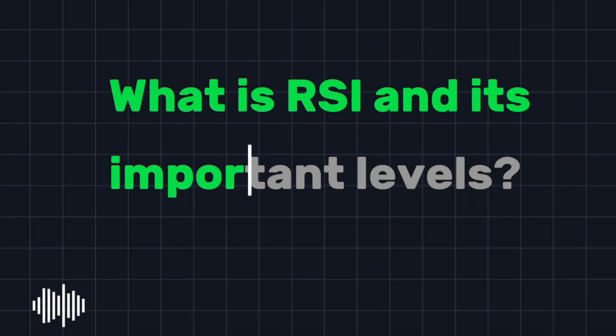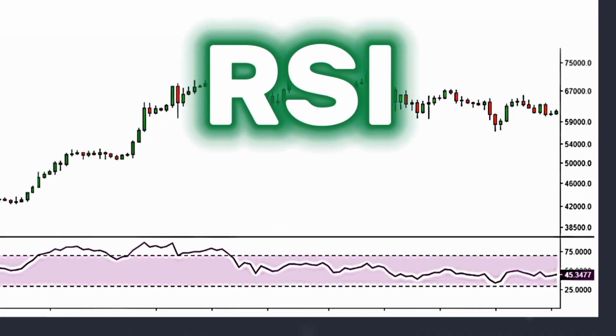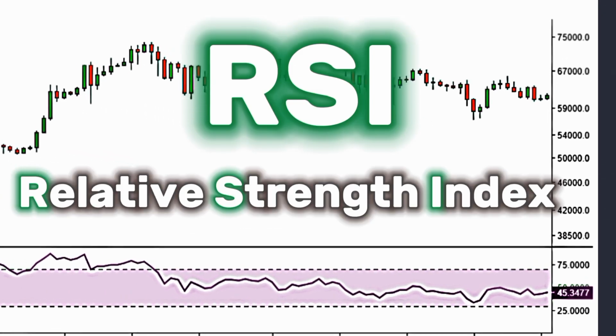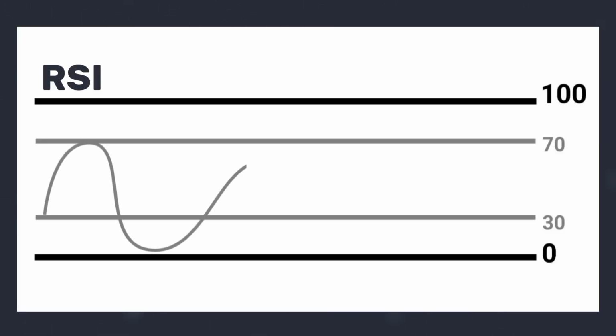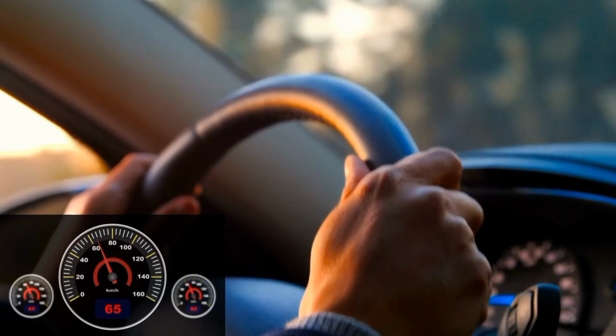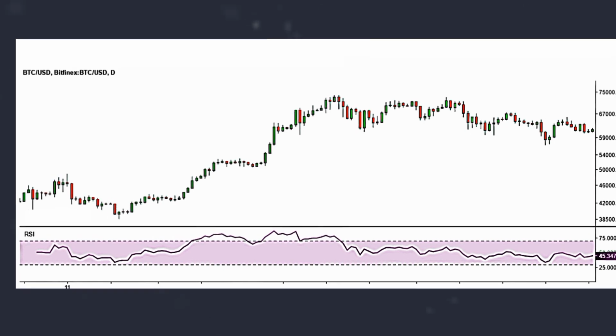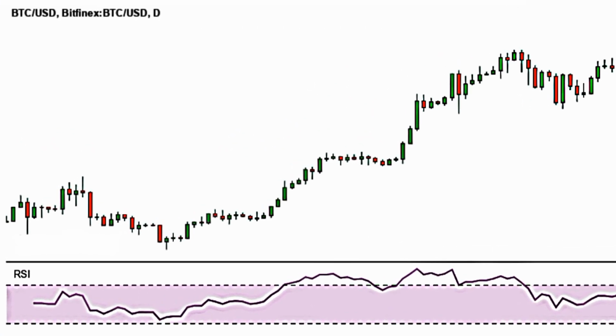What is RSI and its important levels? Let's start with a quick recap of what the RSI, or Relative Strength Index, actually is. The RSI is a momentum oscillator that measures the strength and speed of price movements. Similar to how a car's speedometer tells you how fast you're driving and how quickly you're accelerating or decelerating, the RSI helps you gauge the market's momentum and direction.